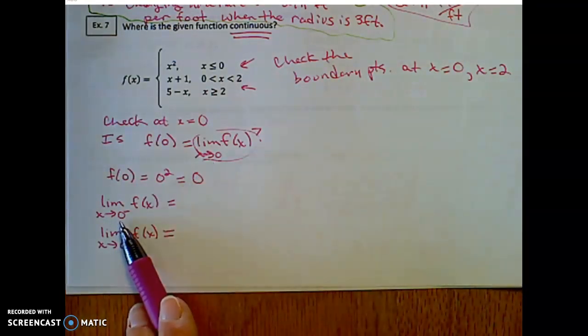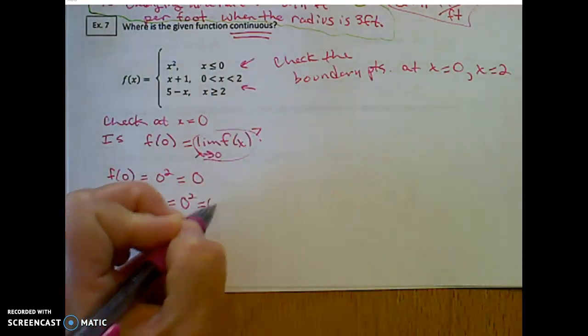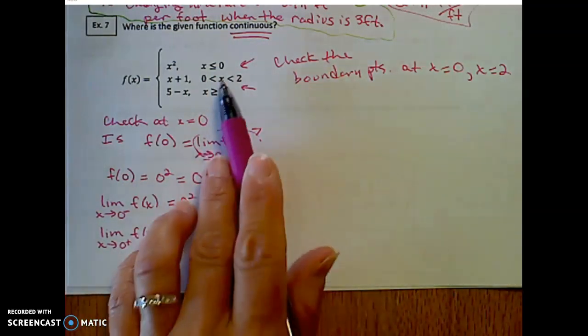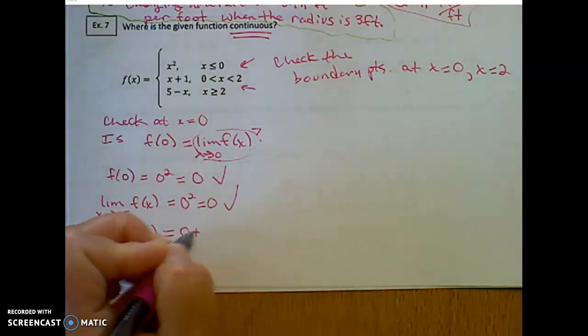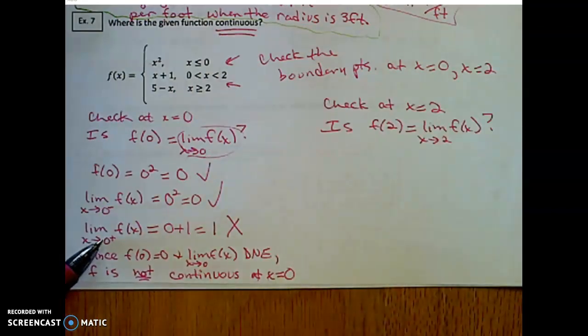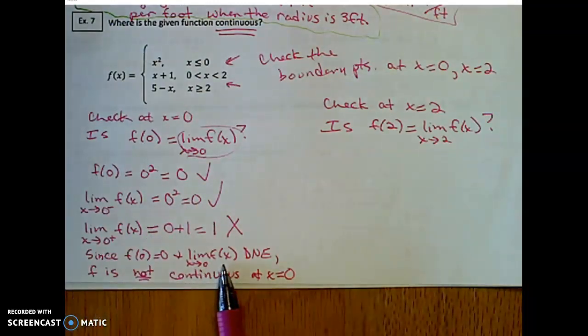I find the value as x approaches 0 from the left. Again, using that first piece is 0 squared, which is 0, so all looks good. Then find the limit as x approaches 0 from the right of that function. That would be in the second piece, which is 0 plus 1, which is 1. Alrighty, and that fails continuity at x equals 0. Since from the left and right of 0, my function values are approaching two different things, that limit as x approaches 0 does not exist. So since f of 0 is 0, as x approaches 0, that limit does not exist. F is not continuous at x equals 0.